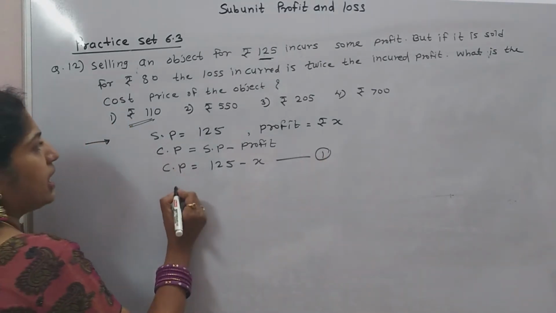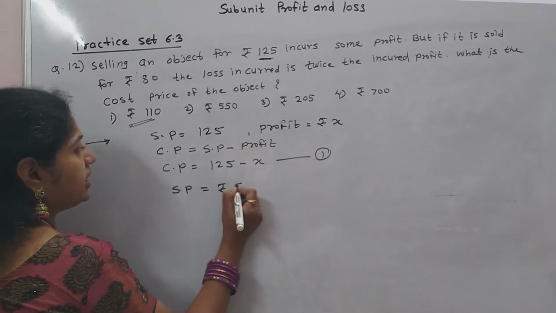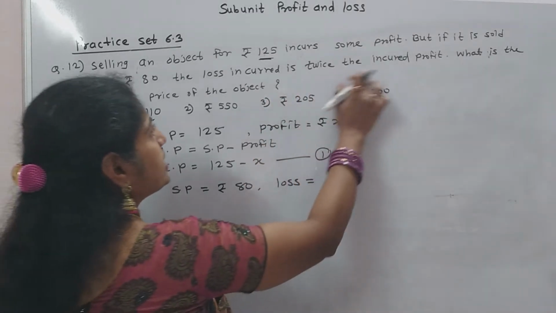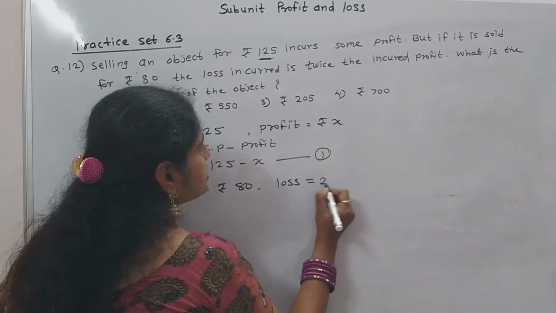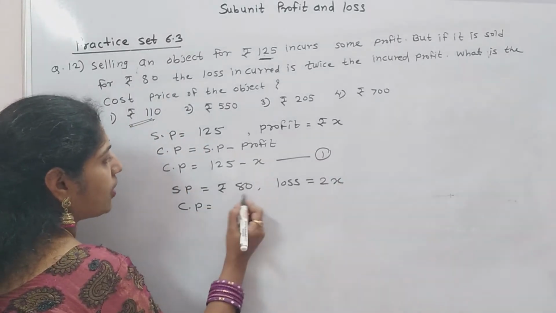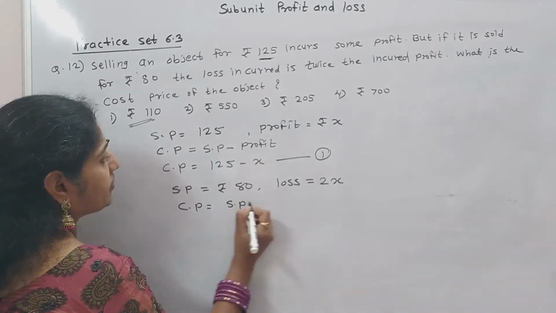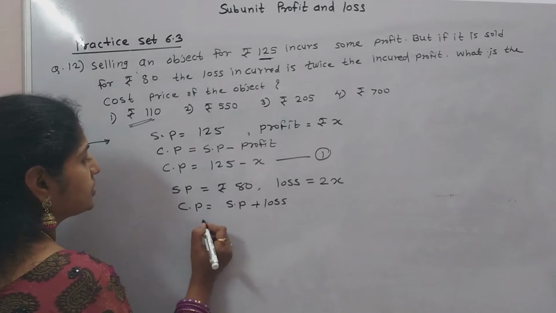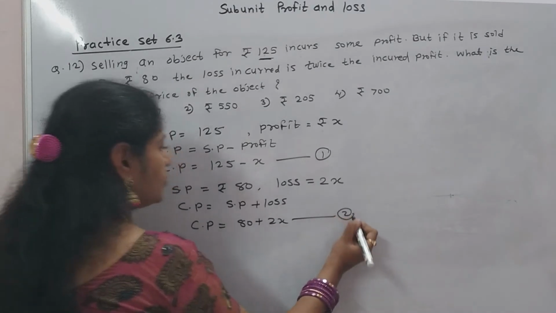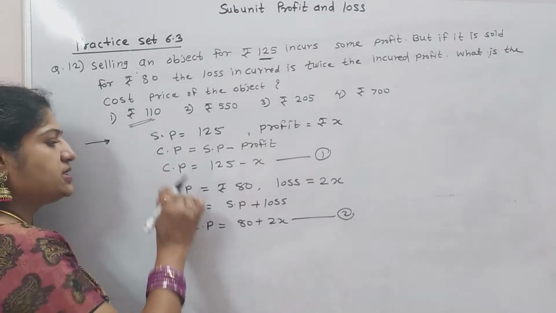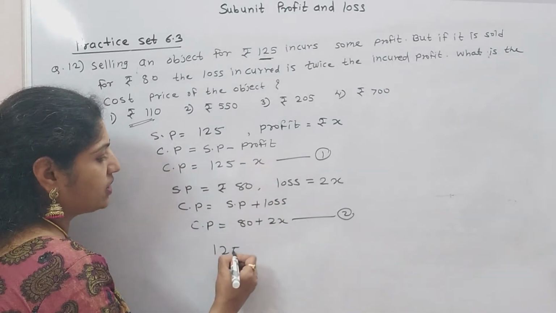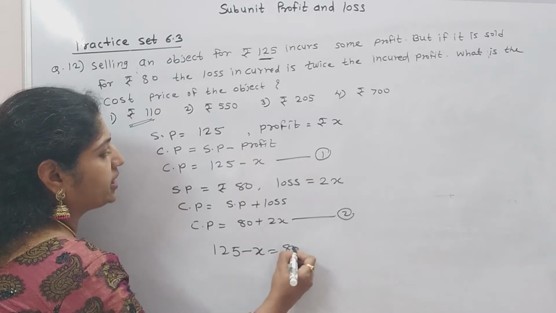Now the other way. Now the selling price is rupees 80 and there is a loss, and the loss is equal to twice the incurred profit. So loss is equal to 2x. When there is a loss, the cost price equals selling price plus loss, so 80 plus 2x. This is equation number 2. Now these cost prices are equal, so the left and right hand sides are equal: 125 minus x equals 80 plus 2x.